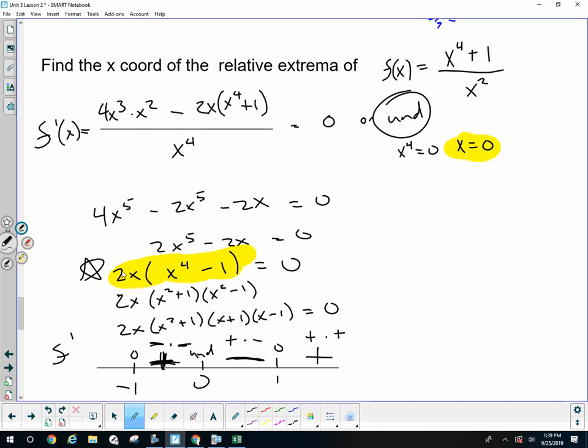Negative 2, 2 times negative 2, negative. Negative 2 to the fourth, positive, minus 1, positive.